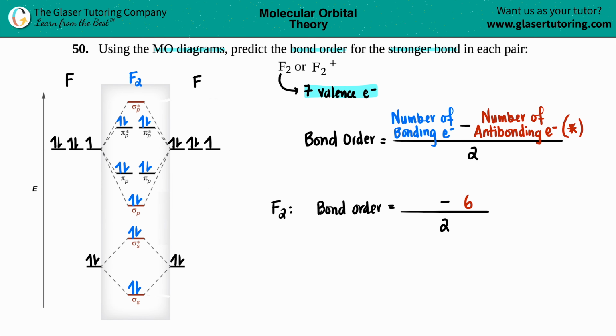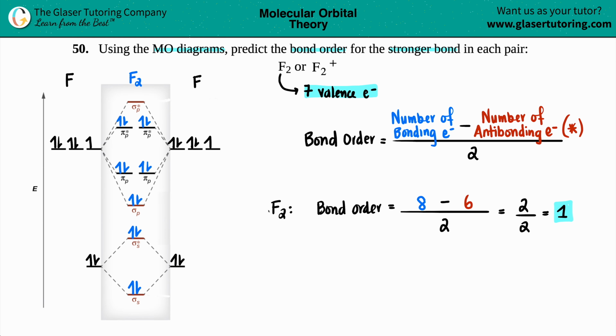And now let's see how many bonding electrons. Those are all the ones that don't have a star. So 2, 4, 6, 8. So 8 over here. Now let's just do the math. 8 minus 6 equals 2. 2 divided by 2 is 1. So the bond order for F2 is 1. And 1 means that you have a single bond. You could think of a bond order of 1 as meaning one line, which is a single bond.